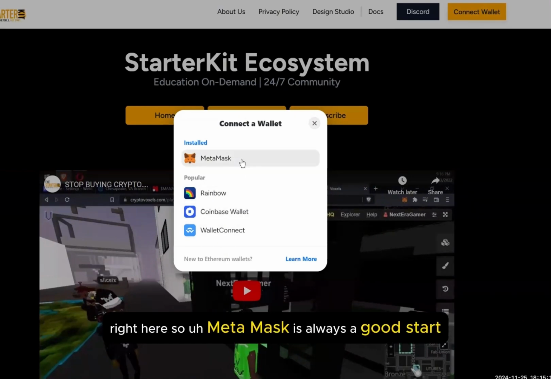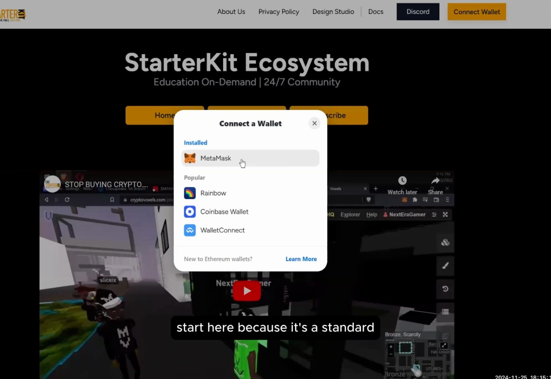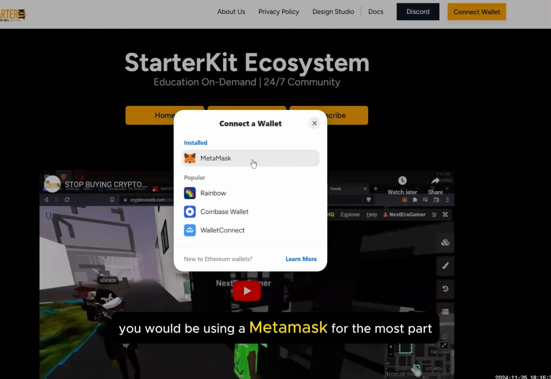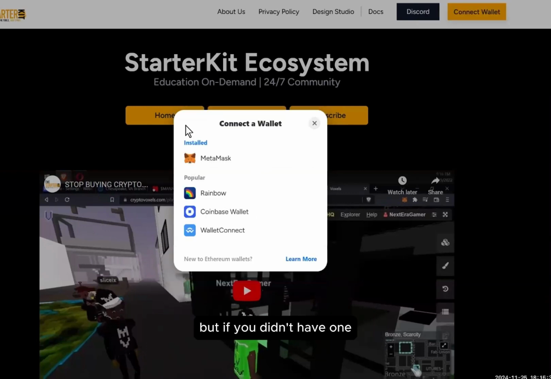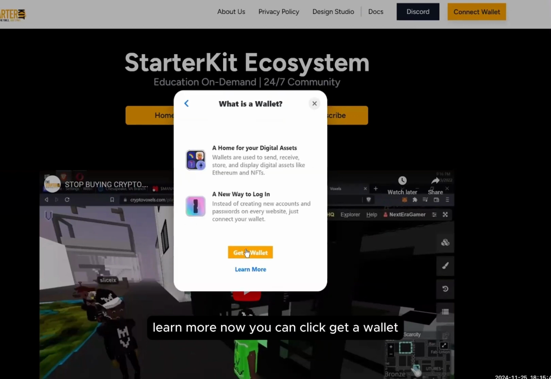So MetaMask is always a good start. I always tell everybody to start here because it's a standard, and this wallet is more than likely compatible with just about any website that's crypto related. You would be using MetaMask for the most part. So when you click on MetaMask, well, it's actually opening mine up, but if you didn't have one, you should see an option that says get, or you can hit right here, learn more. Now you can click get a wallet. When you click get a wallet, it's pulling up MetaMask in real time.